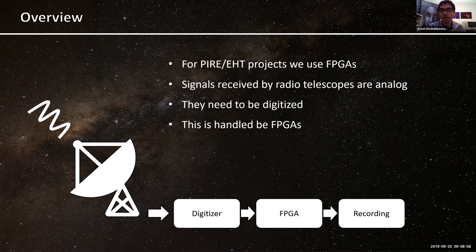Signals received by radio telescopes are analog, so we need to digitize them, convert them to a digital system, to the binary system. This is where the FPGA plays a very important part. All this processing, digitization, and transmitting for recording is done by the FPGA. So the FPGA is very important for us.